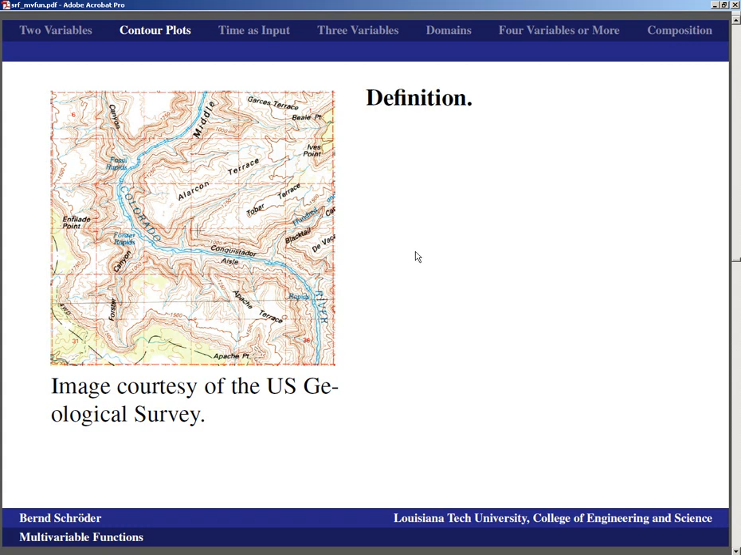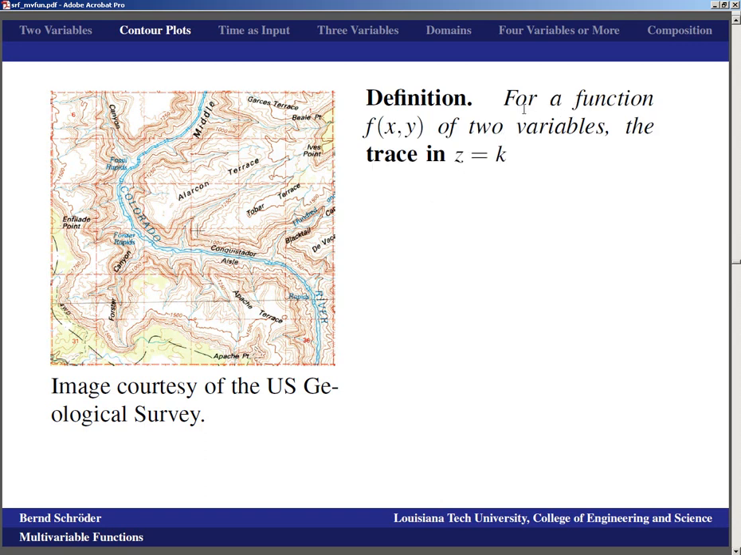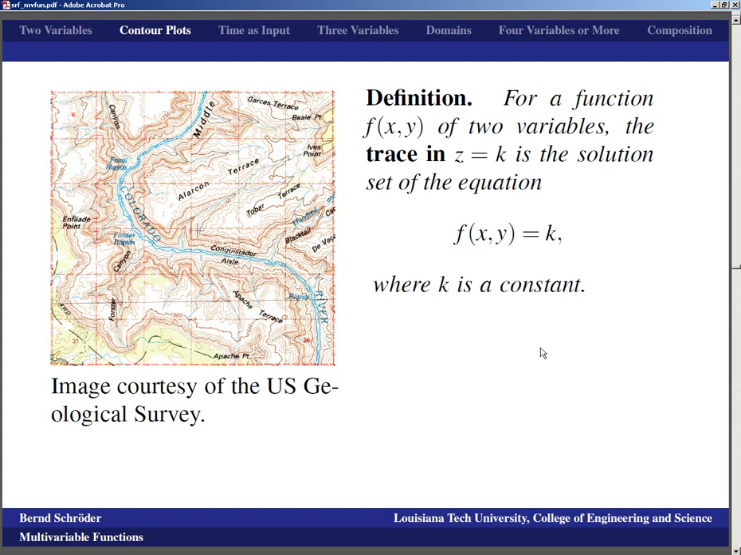All right, what does that have to do with mathematics? Well, the definition is that for a function f of x,y of 2 variables, and remember, height above sea level is a function of 2 variables, right? The trace in z equals k is the solution of the equation f of x,y equals k. Even though we don't think of hiking maps in these technical terms, basically, the contour that says here's the height 1,250 feet above sea level, that is the solution to the equation. Take heights above the earth and solve for height being 1,250, right? And that's where k is a constant, of course.